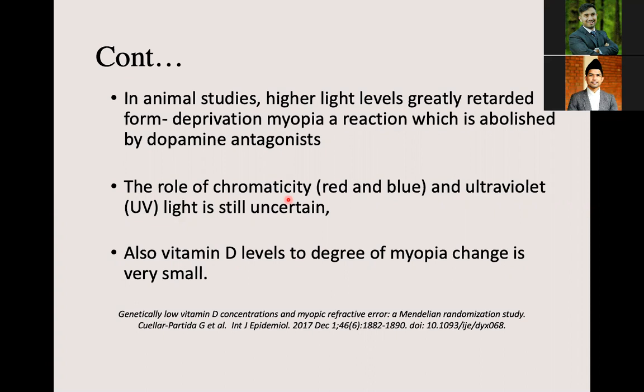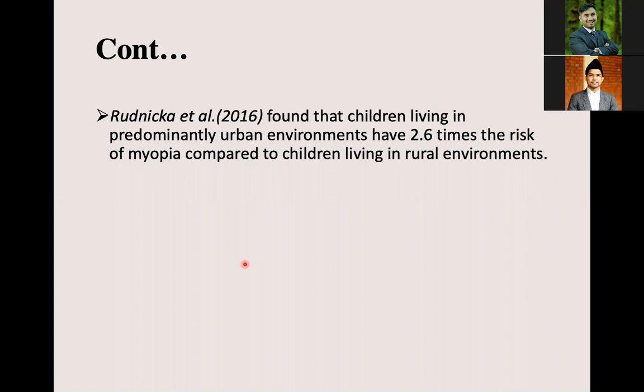It is also believed that outside, vitamin D levels also help to decrease the change in myopia progression. Now, one study by Rudnicka et al. in 2016 found that children living in predominantly urban environments in cities have 2.6 times the risk of myopia compared to children living in rural environments.